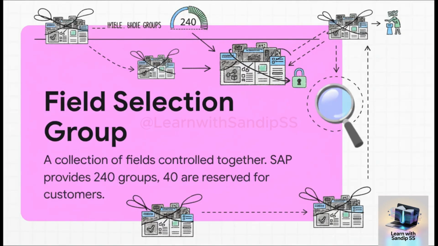First up is something called the field selection group. And honestly, this is a pretty clever move by SAP. Instead of making you manage hundreds of individual fields one by one, they bundle them into these logical groups. So, let's say you want to make all the weight and dimension fields mandatory. You don't have to edit 5 different fields. You just change the setting for that one group. It's just so much more efficient.